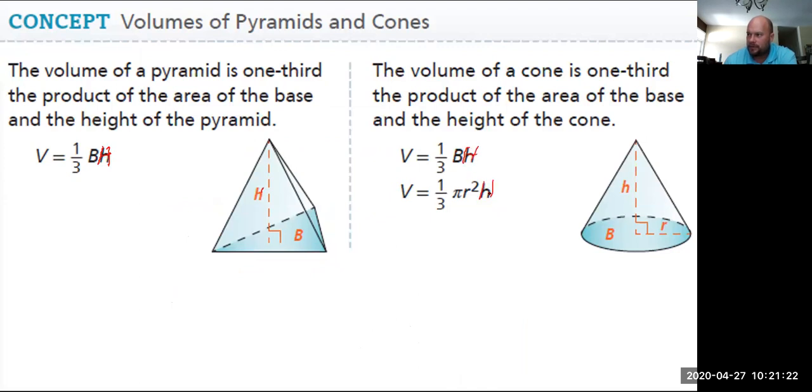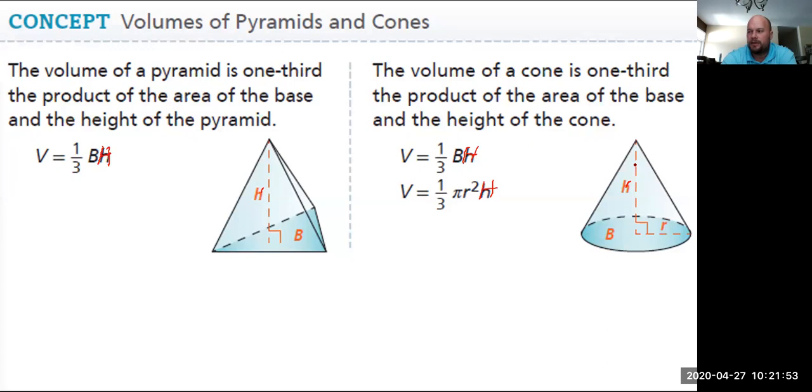Now, you notice these 2 equations are very similar to the equations that we already did. The only difference between these equations and the equations that we had on Friday is the 1/3 that's out in front. If we had a pyramid that had the same base area as a prism and the same height as a prism, then the volume of that pyramid would be 1/3 of the prism.